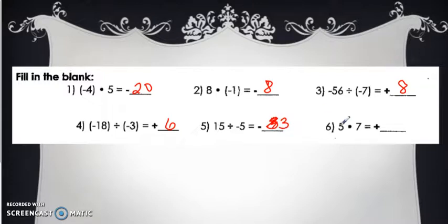And finally, I have a positive multiplied by a positive, therefore my answer is positive. 5 times 7 is 35.